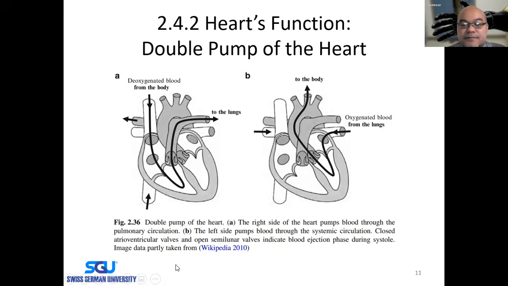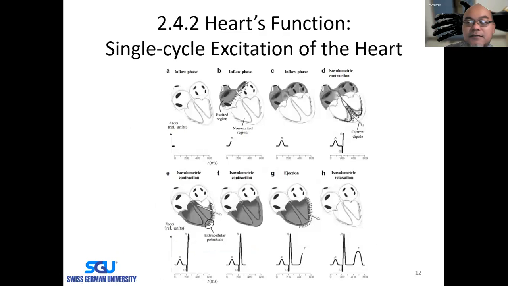Closed atrioventricular valve and open semilunar valve indicate the blood ejection phase during systole. Okay, so this is the closed atrioventricular valve. When it is closed, the semilunar valve is the one that connects the ventricle with either the lung or the aorta. So this is where blood is being ejected, or pumped, from the ventricle. This is what we call the systole stage of the blood circulation.